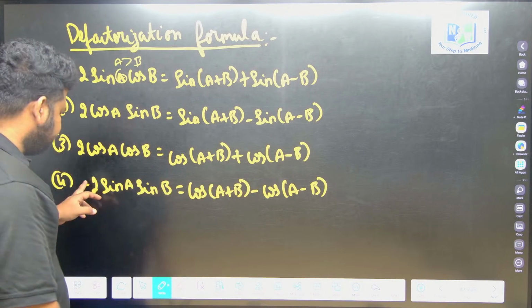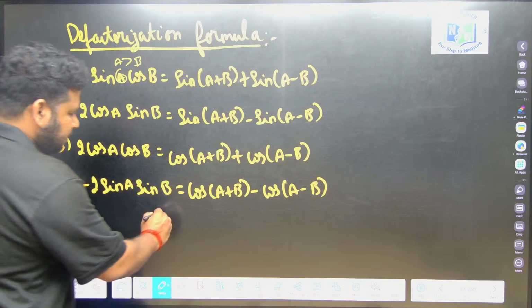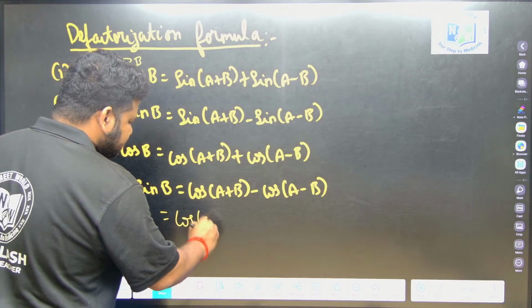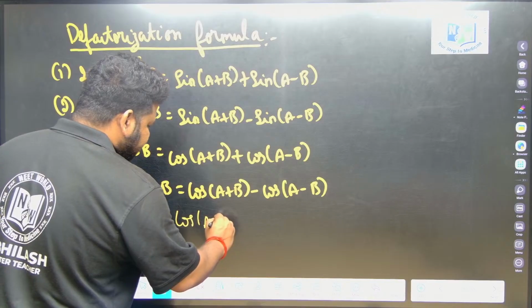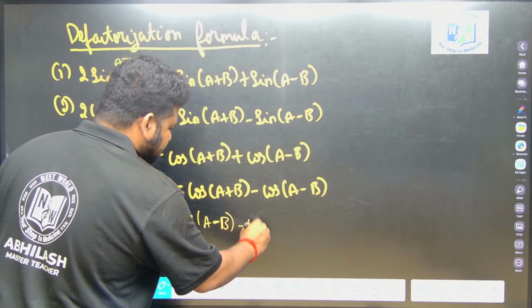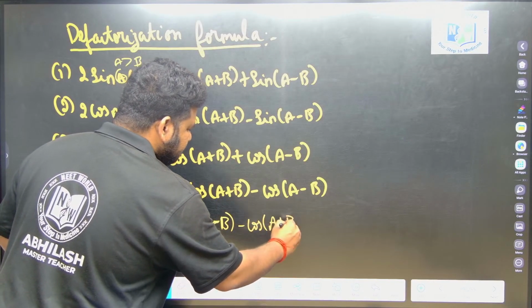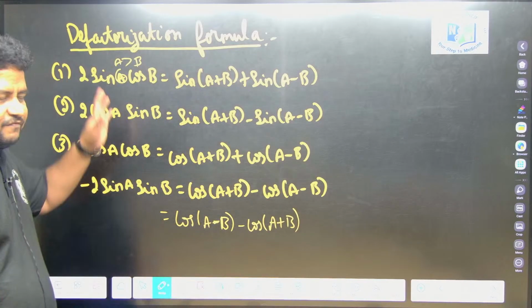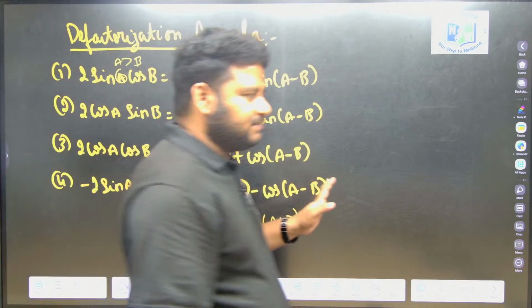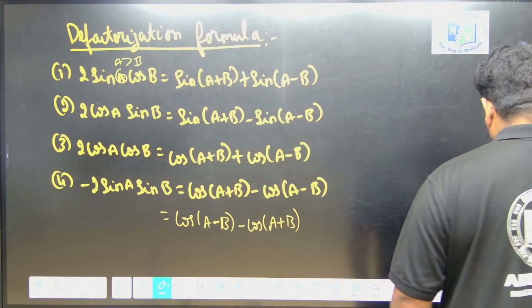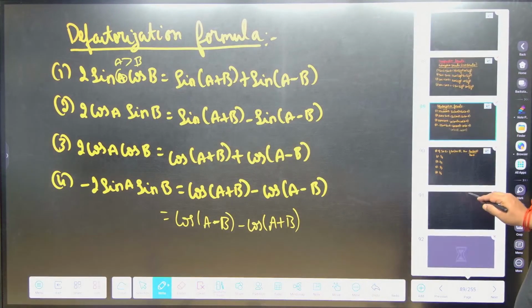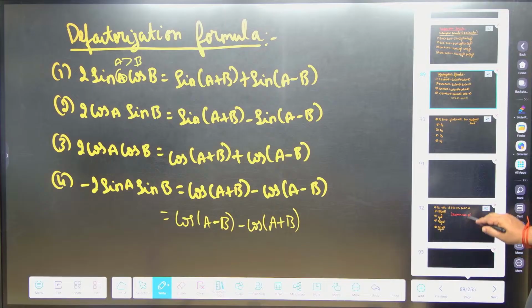Otherwise, if you send this minus to that side, the formula becomes 2 sin A sin B equals cos of A minus B minus cos of A plus B. So the factorization and defactorization formulas you have to remember, very important, because questions are coming from here.